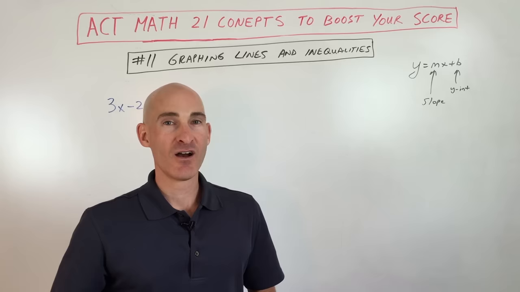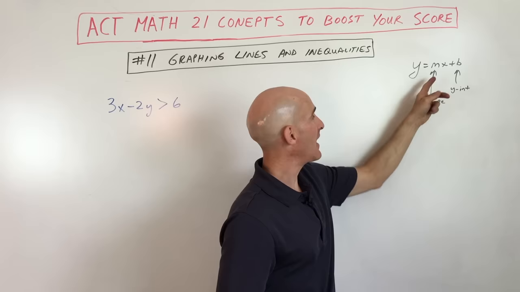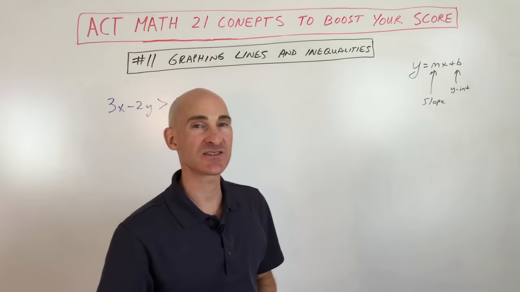Okay, number 11, graphing lines and inequalities. So you probably learned a long time ago the slope-intercept form of a line, y equals mx plus b. The m is the slope, and the b is the y-intercept where the line crosses the y-axis.